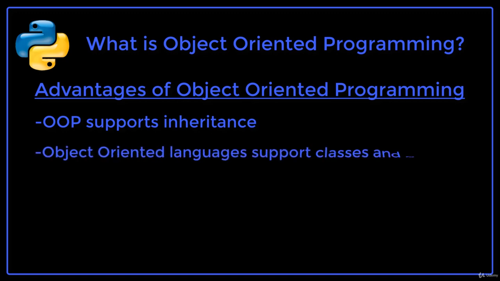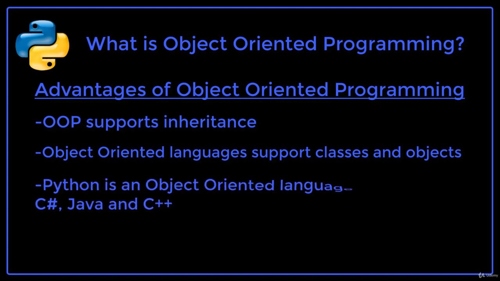Object-oriented programming languages are high-level languages that are based on the object-oriented model. In other words, they support classes and objects. In order to write object-oriented code, you need to use an object-oriented programming language. As you may have guessed, or might already know, Python is an object-oriented programming language. Other examples of object-oriented programming languages are C#, Java, and C++.